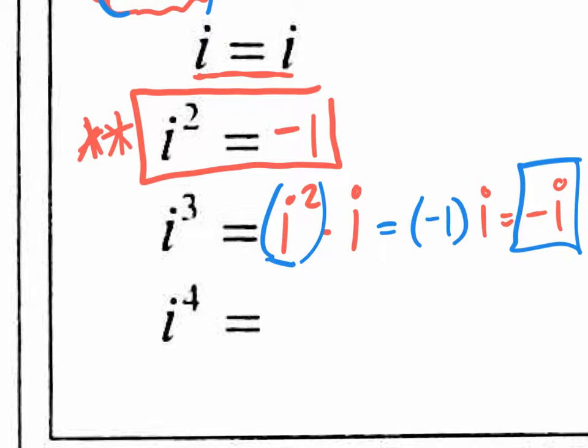i to the fourth. i to the fourth. I could rewrite i to the fourth as what?